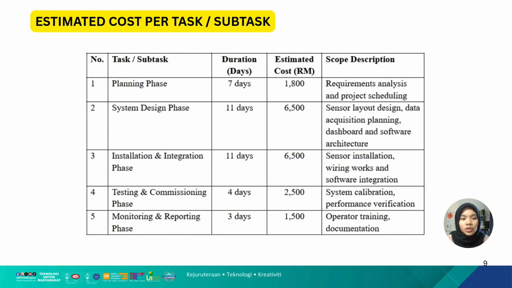Next is the testing and commissioning phase, which requires 4 days and an estimated cost of 2,500 ringgit Malaysia. This phase is for system calibration and performance verification. Lastly, the monitoring and reporting phase requires 3 days and an estimated cost of 1,500 ringgit Malaysia. This phase is especially for operator training and documentation.